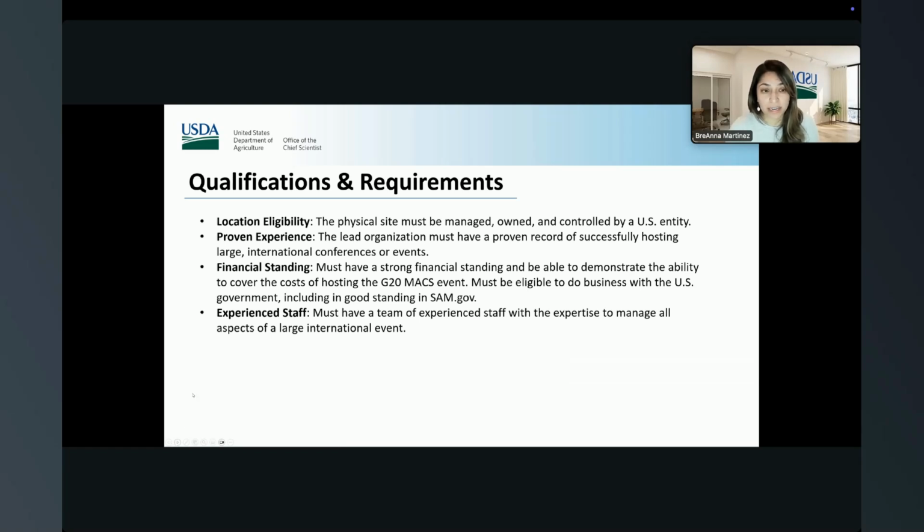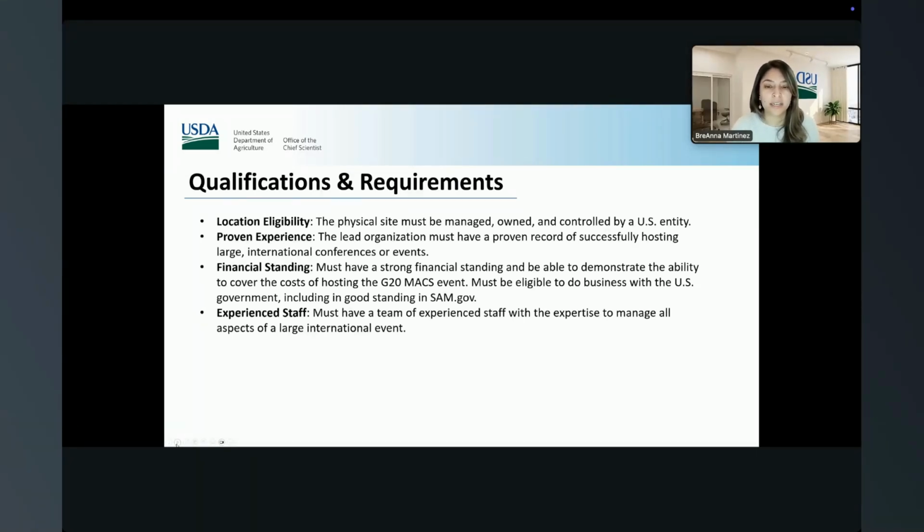So I'm going to talk about the qualifications, requirements, and provide some logistics specifics for what we're looking for in a site host. So, qualifications and requirements. Location eligibility: the site must be managed, owned, and controlled by a U.S. entity. That's really important to us. We're just trying to make sure that we feature U.S. agriculture here. We're looking for a host that has proven experience.